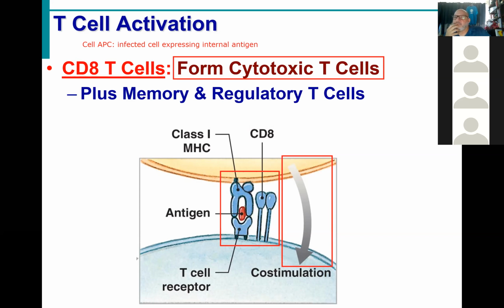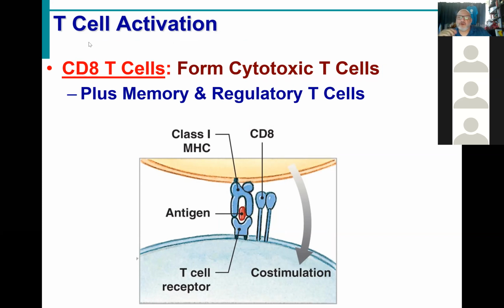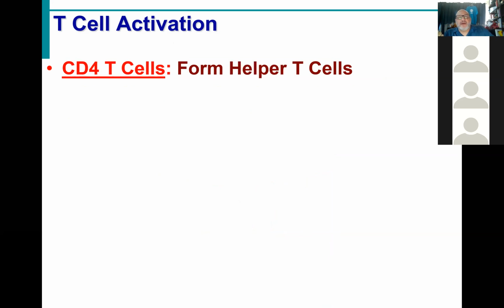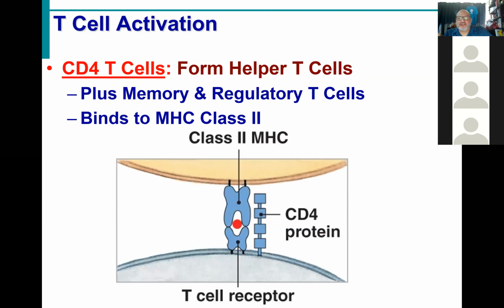All right. Again, no new information, just the pretty picture from your textbook. Here is our CD4 T cells. Notice they have a different shape CD4 protein that allows it to bind to our class 2 major histocompatibility complex. And again, what antigen presenting cells express the class 2? Phagocytes. And what type of antigens are they expressing? External. Excellent.